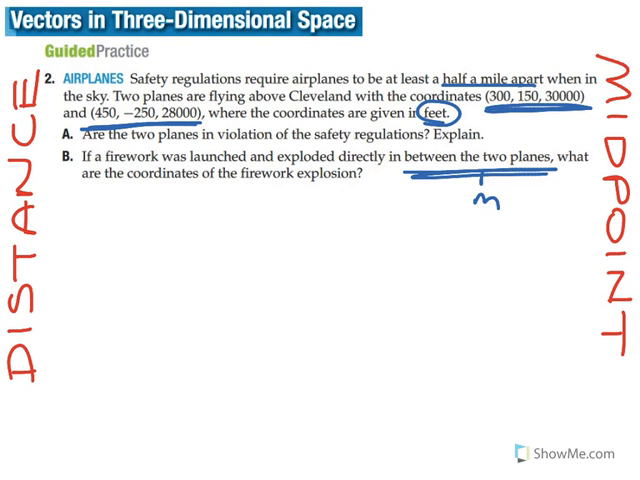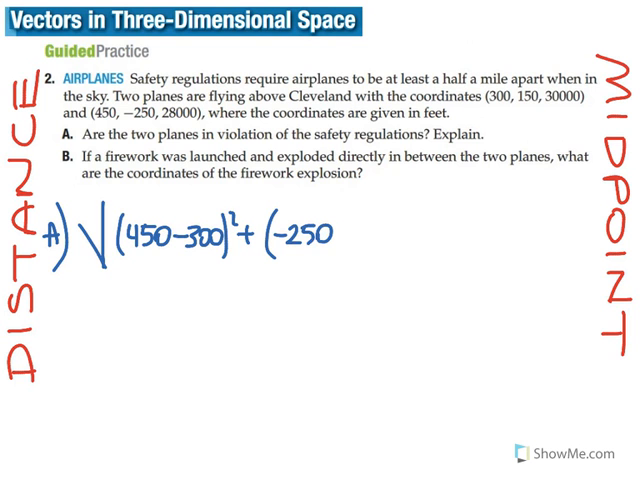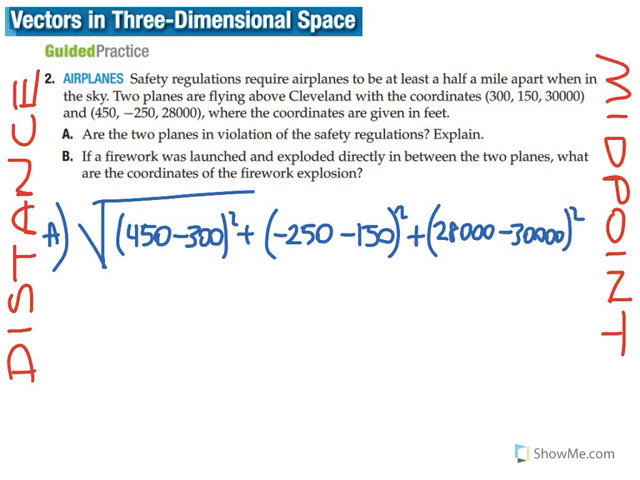Okay, let's start solving. So let's calculate the distance for part A. Now it will be 450 minus 300 squared as the first coordinate, plus minus 250 plus, sorry, minus 150 squared plus 28,000 feet minus 30,000 feet squared, in a square root.